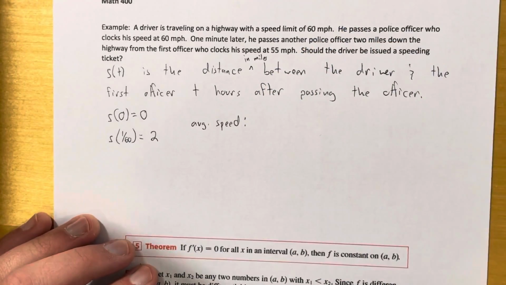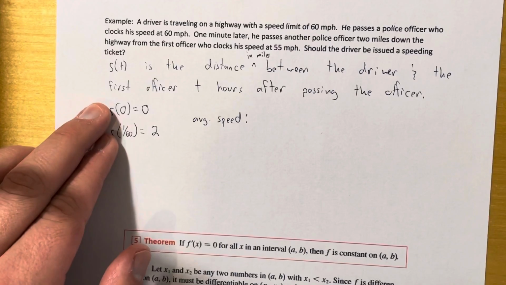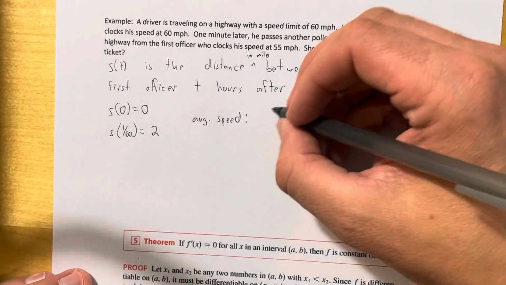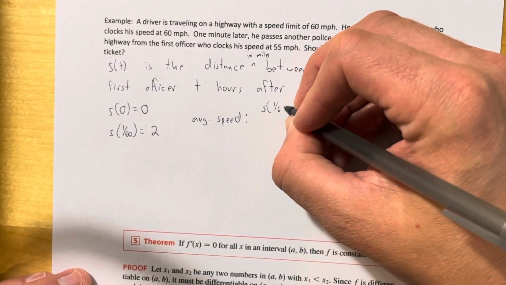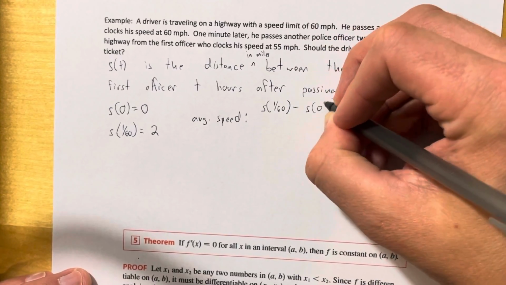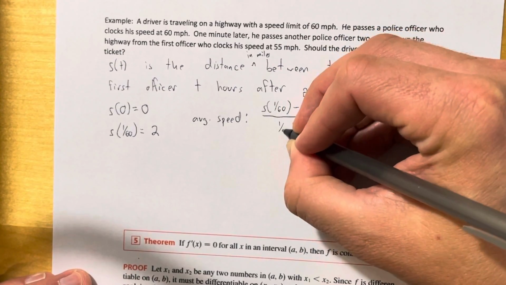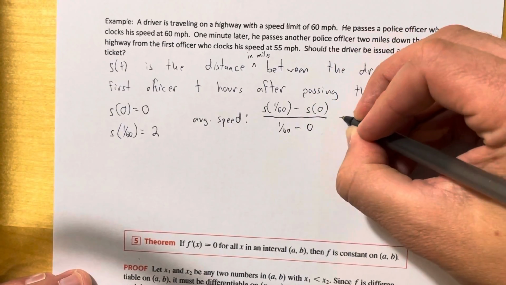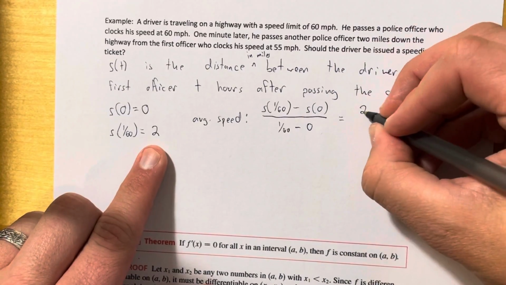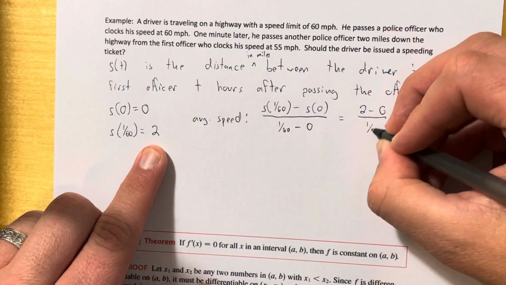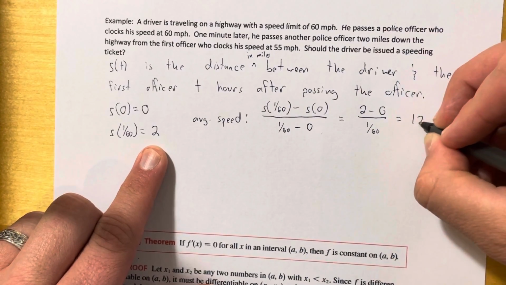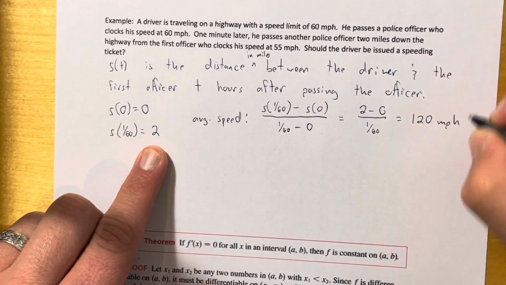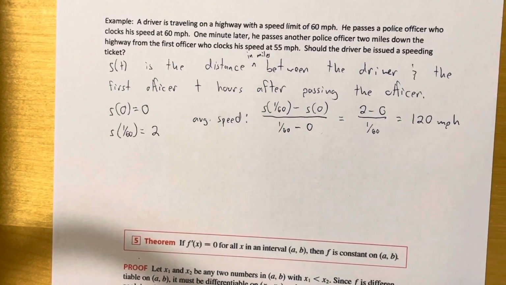Well, average speed would correspond to the slope of the secant line on this interval from 0 to 1/60th. That would equal S of 1/60th minus S of 0 over 1/60th minus 0, or 2 minus 0 over 1/60th, which is equal to 120 miles per hour. That's his average speed. Even though neither officer clocked him going that fast, that is his average speed.